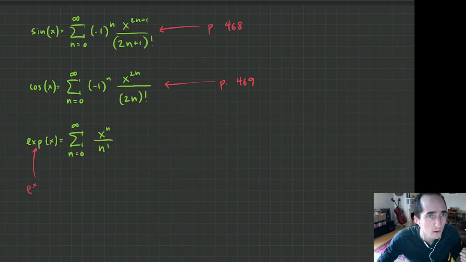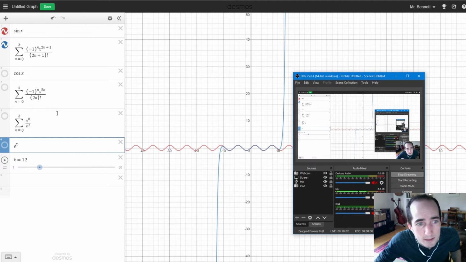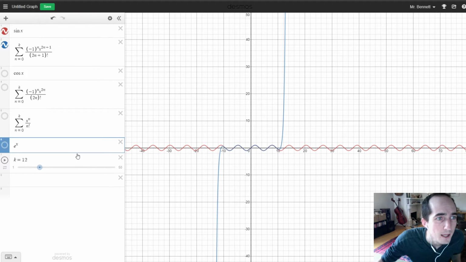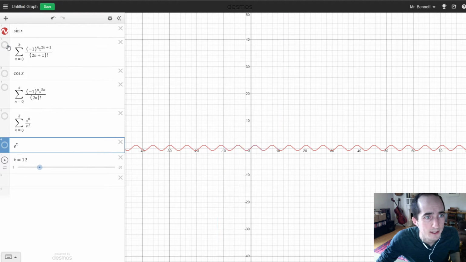Okay, oh yeah, I have to show you my screen now. Open up OBS, and hopefully you can see it. Can you see my screen okay? Yeah? Okay.